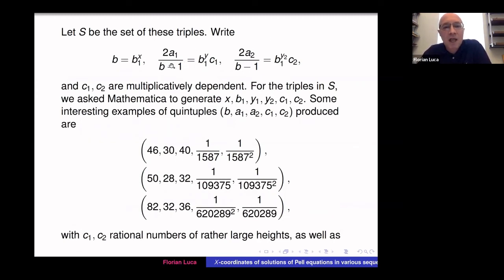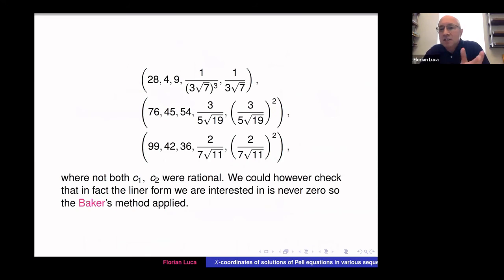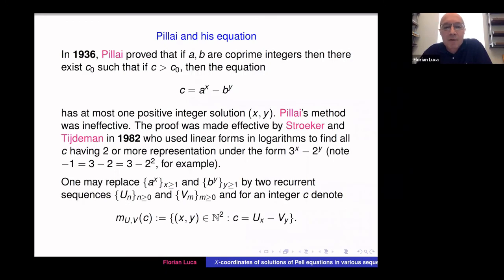And here are some very strange ones. B equals B1 to the X. This one is B1 to the Y1 C1. This one is B1 to the Y2 C2, with C1 and C2 multiplicatively dependent. And here is what we got. Here are these very strange examples. And for these strange examples, some of them are not even defined over Q, but they are multiplicatively dependent. So we had to go through this. So these problems, in addition to the theoretical part, also have a computational part, which is highly non-trivial, and there's a lot of work to do there.